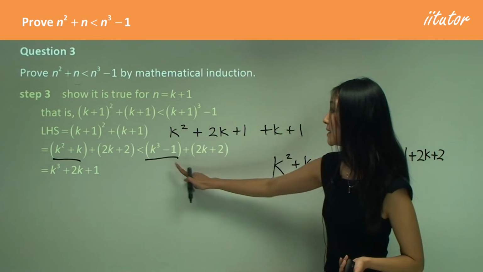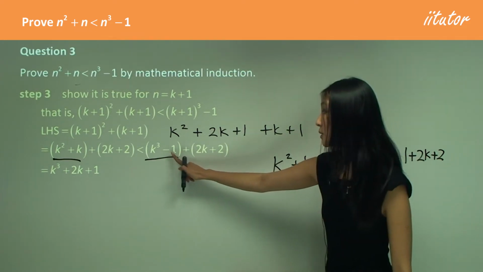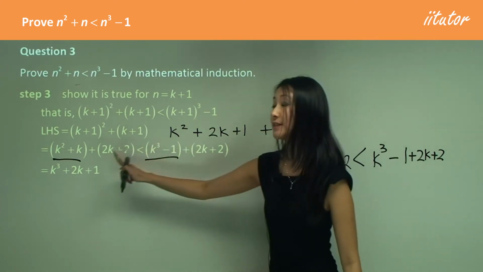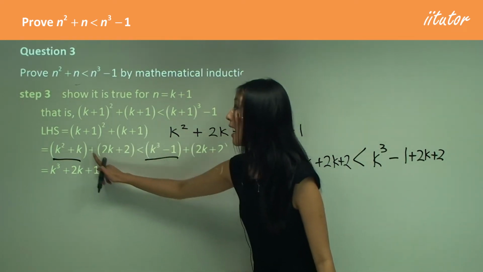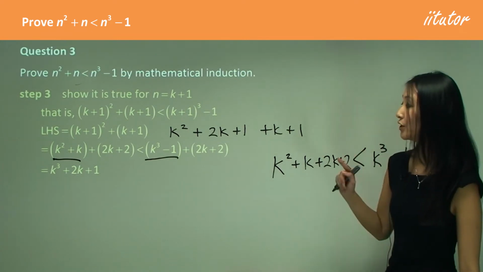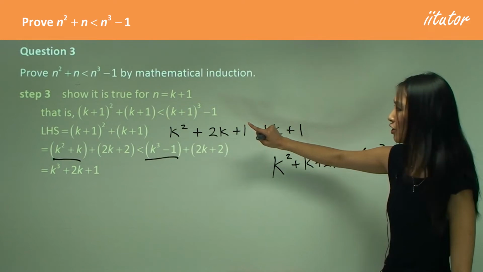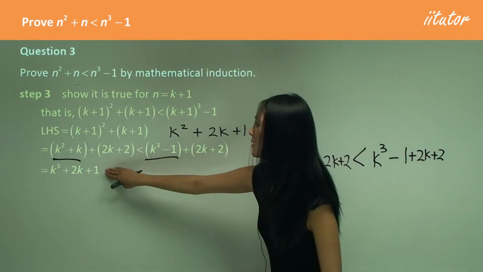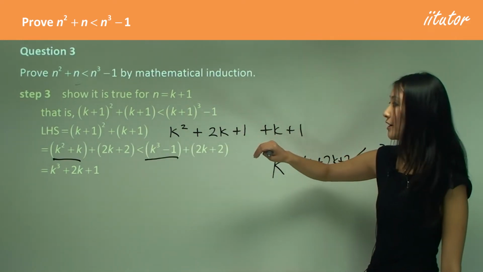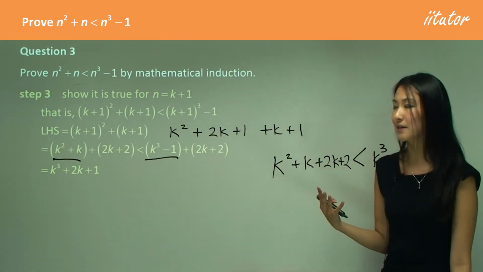So we just have k cubed plus 2k minus 1 plus 2, which just gives me plus 1. So now I have k cubed plus 2k plus 1. Now I want to go back to my equation here and remind myself what I'm trying to do. I want to somehow make this look like that. That's what I'm trying to do, which means I want to know what this is. What's k plus 1 cubed?